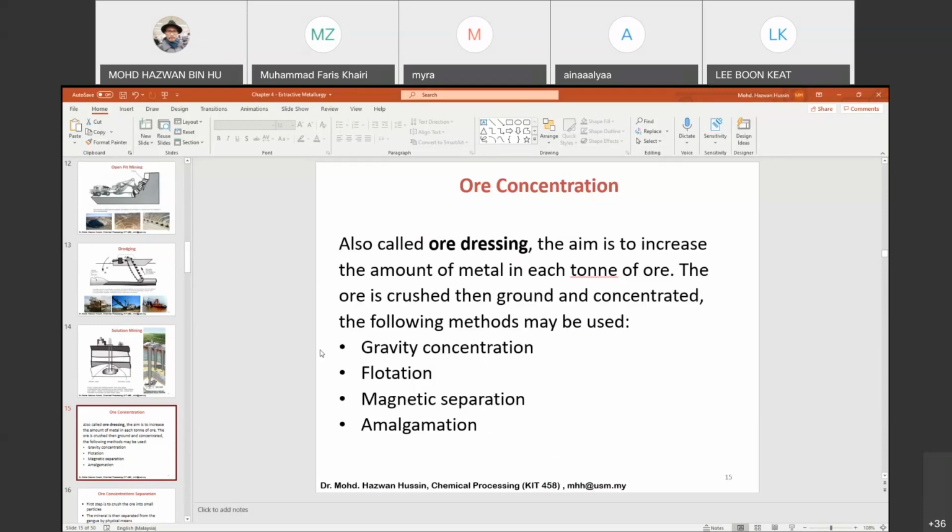There are a few methods that you can use depending on the budget and depending on the types of ore that you will use. The first one is known as gravity concentration. Second one, flotation, and finally you have magnetic separation and amalgamation.